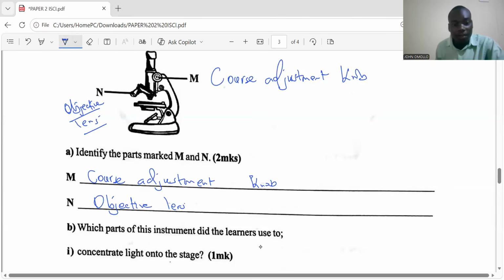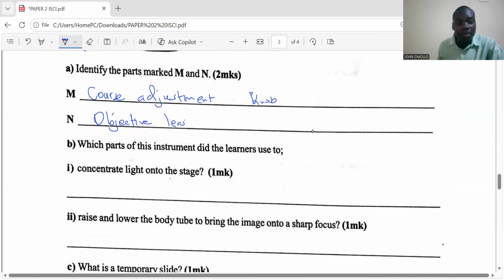Which part of this instrument did the learners use to concentrate light onto the stage? That is condenser. Raise and lower the body tube to bring the image into sharp focus: fine adjustment knob.